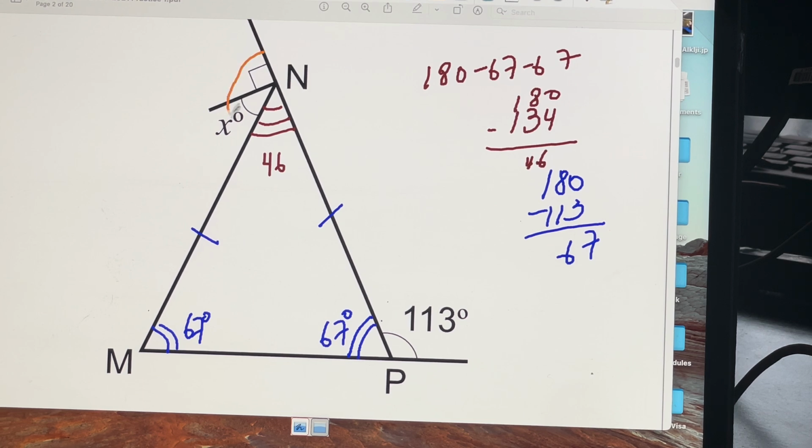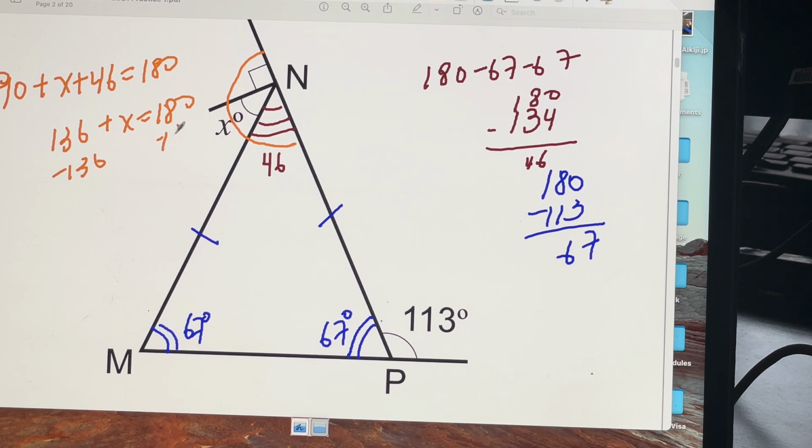This whole thing here is 180, and that's made up of the 90 plus the x plus the 46. That all equals 180. 136 plus x, combined like terms, equals 180. We'll subtract 136 from each side, and x is 180 minus 136, 44. So angle x is 44 degrees.